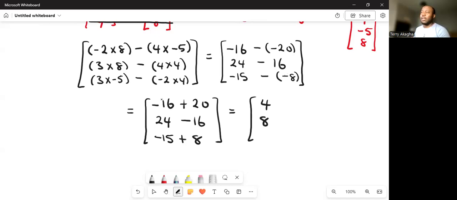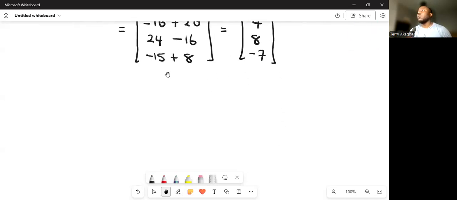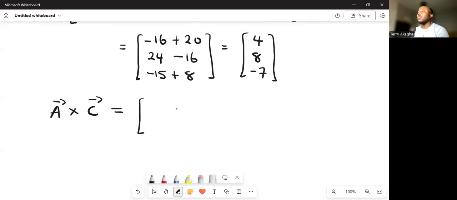And minus 15 plus 8 is going to give us minus 7. So therefore, we can now say that A multiplied by C, that's the cross product, is going to give us, what did we get? We got 4, 8, and minus 7. Very good. But this is not the final answer.